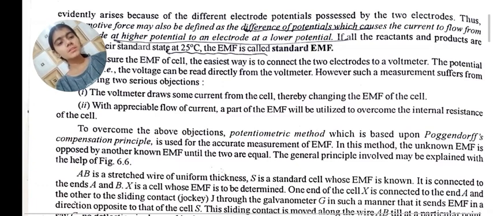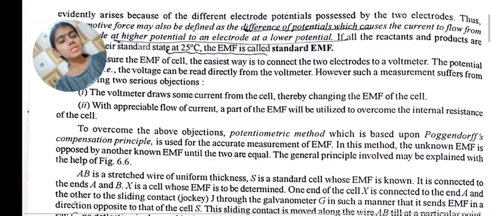In this method, the unknown EMF is opposed by another known EMF until the two are equal. The general principle involved may be explained with the help of figure 6.6. AB is a stretched wire of uniform thickness. S is a standard cell whose EMF is known. It is connected to the ends A and B. X is a cell whose EMF is to be determined.